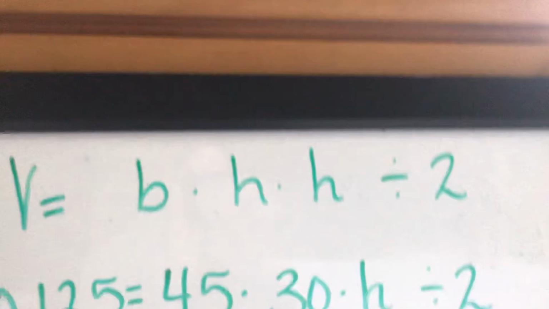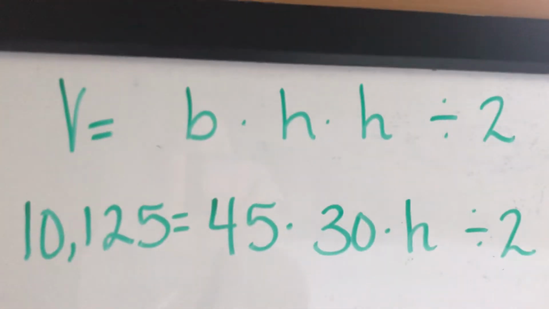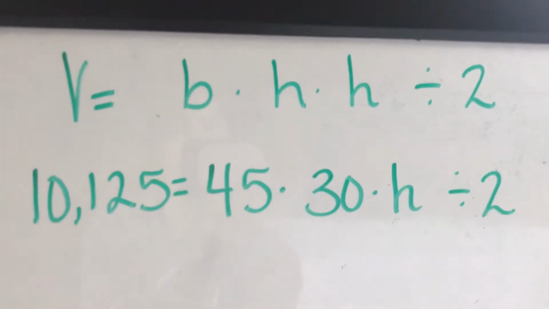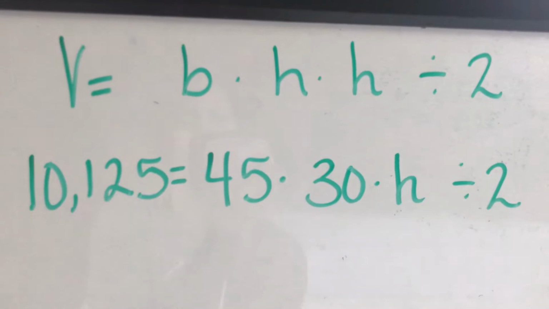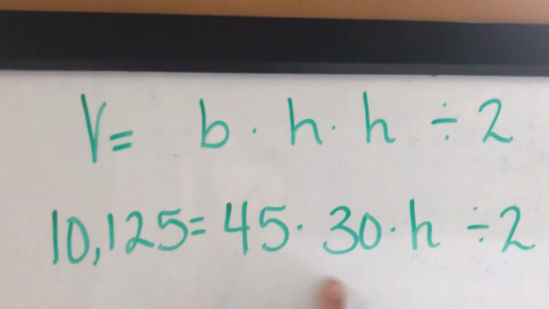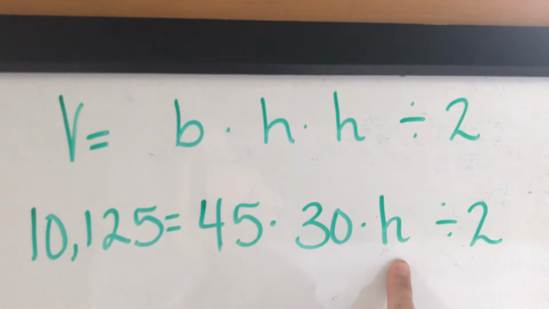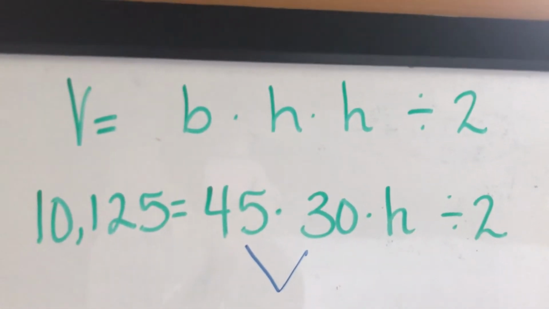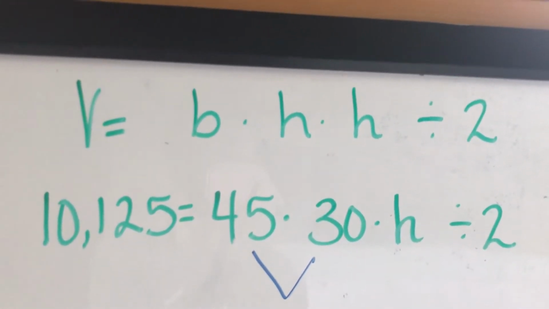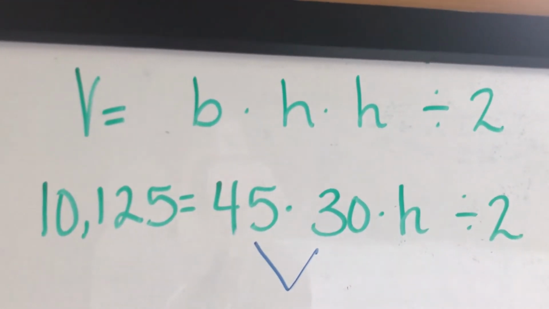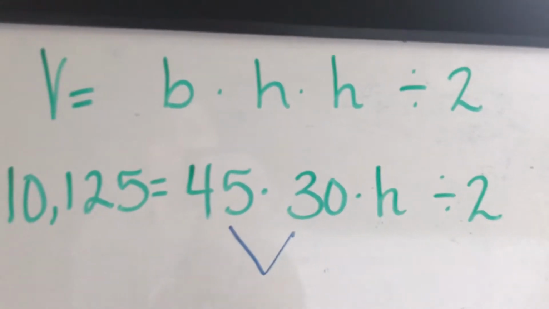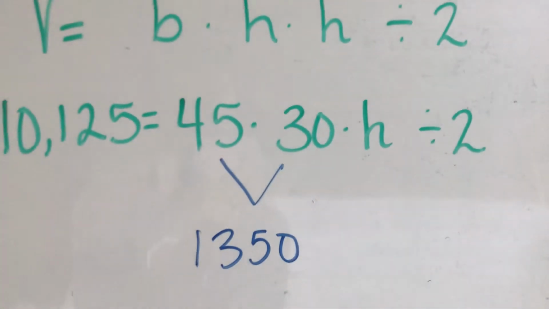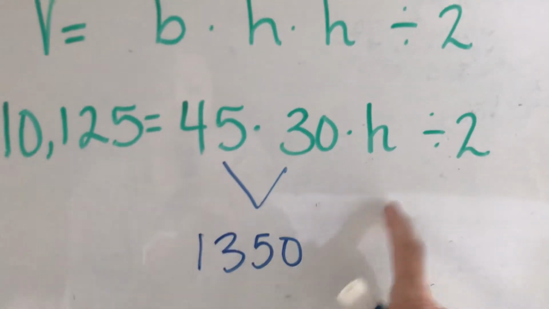Let's go over here and look at this example. This is the formula we're using. Volume equals base times height divided by 2. We have our volume, 10,125. We have a base and we have a height. We're missing our second height. So we are going to take what we have and multiply it together. So we're going to take 45 times 30, and when we multiply, we get 1,350.